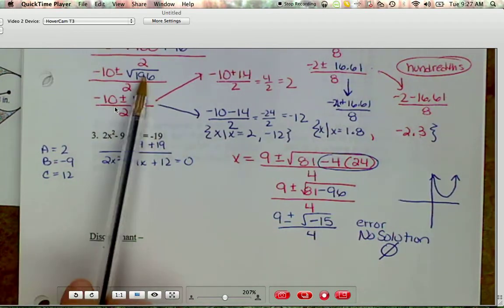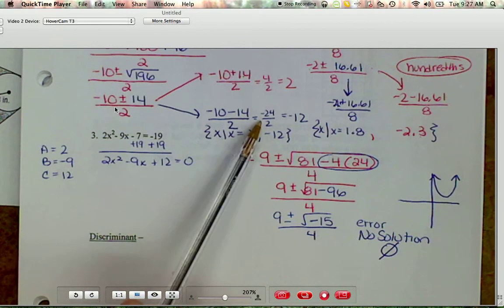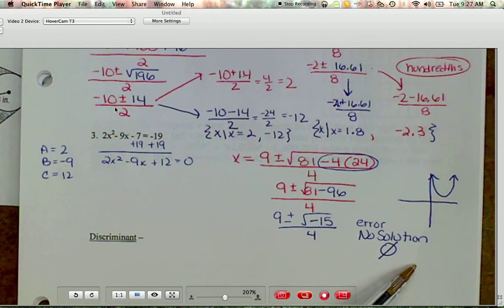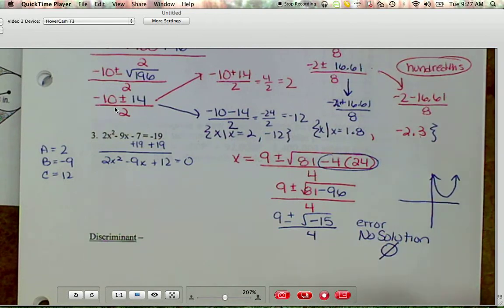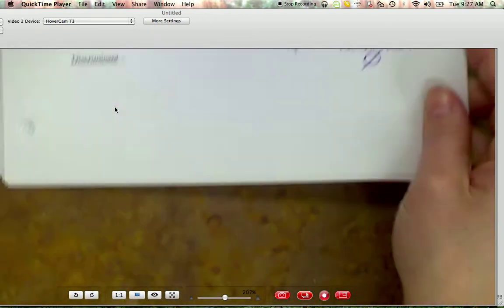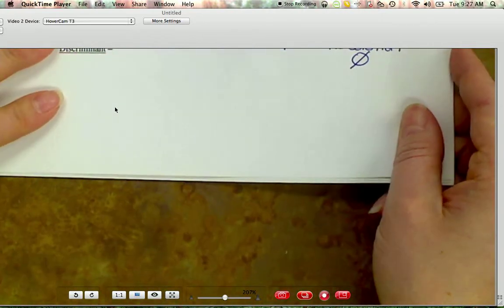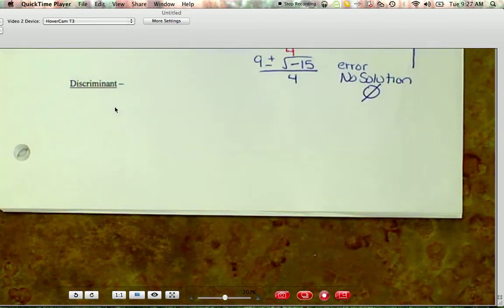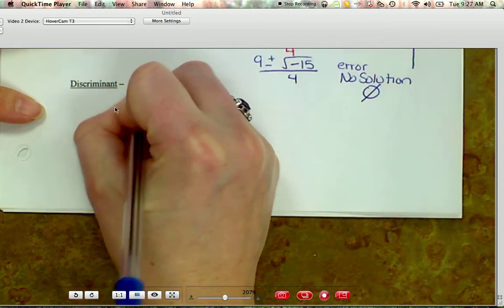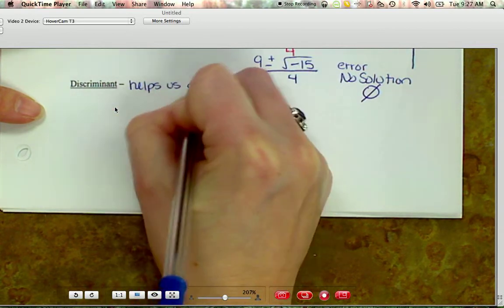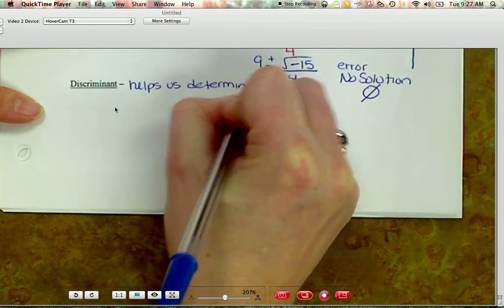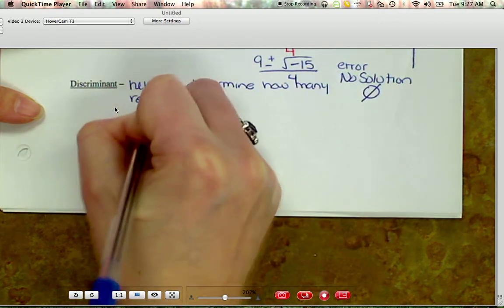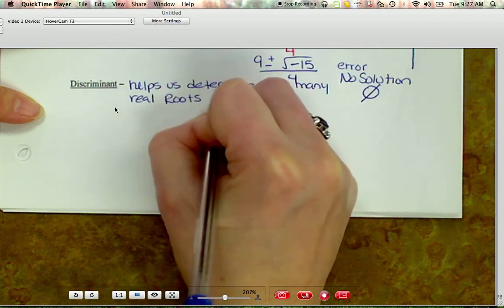we can get a positive in there that will give us 2 answers, or if we get a negative in there, it will give us no answers, which leads us to the last thing here that we're going to talk about, the discriminant. Now the discriminant is only a portion of the quadratic formula, but the discriminant helps us determine how many real roots an equation has.